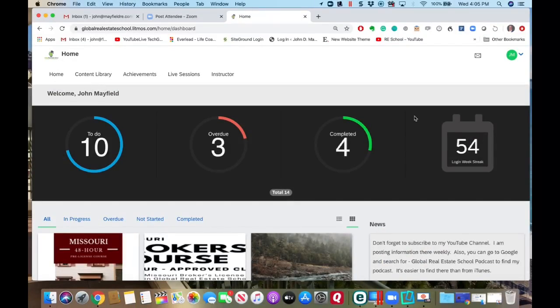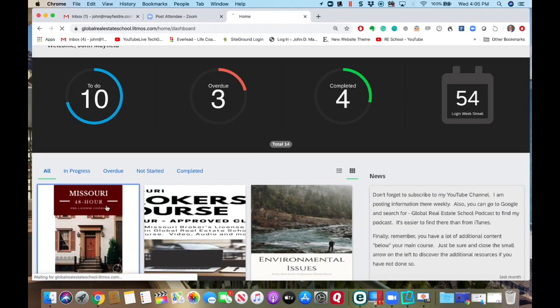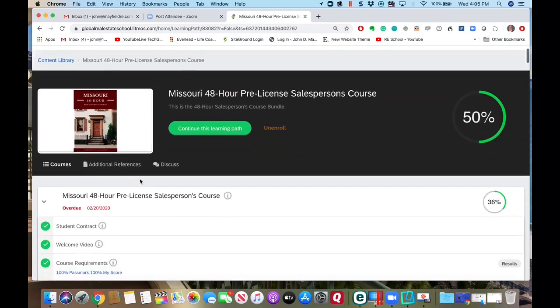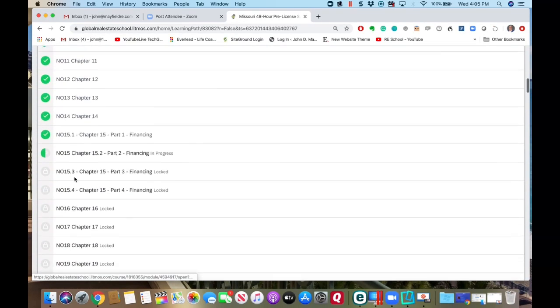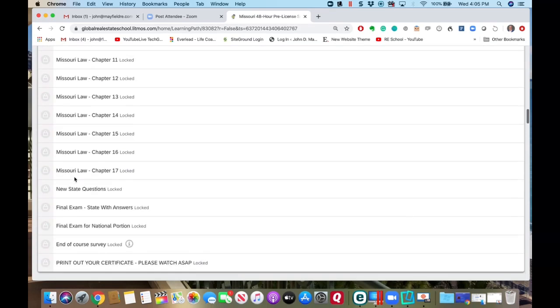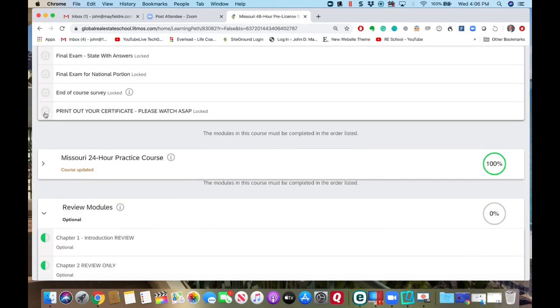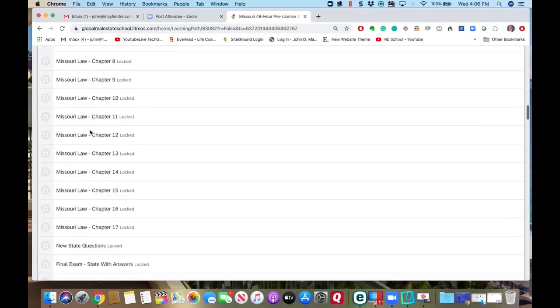So right here, if I go into the Missouri course, this is what everyone's course will look like. Again, just to reiterate, you cannot apply for the exam until you print out your certificate. Once you do this, then you can set up for the exam.